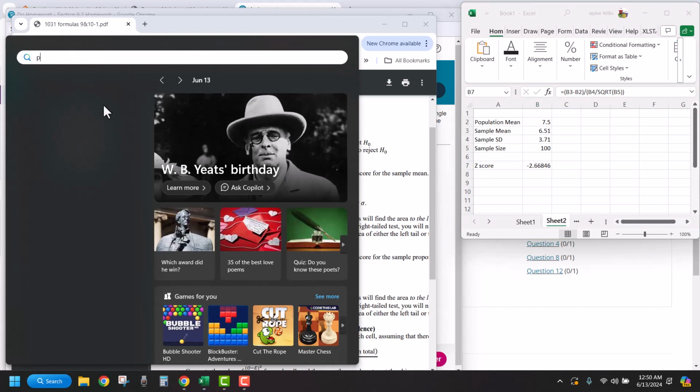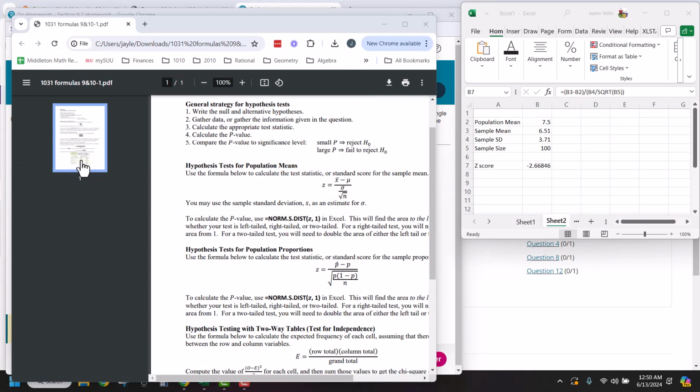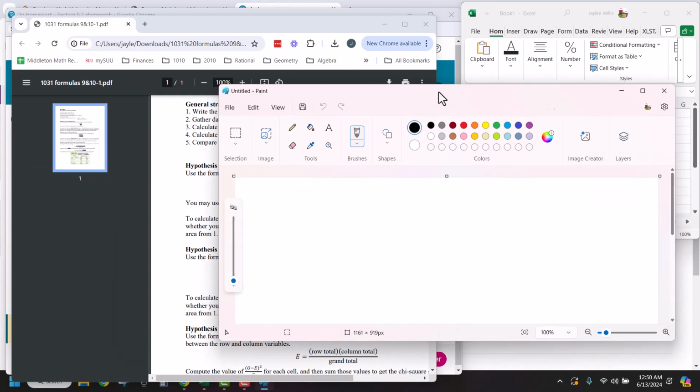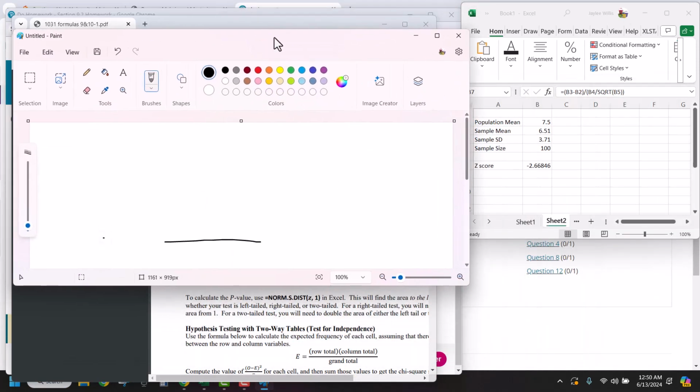Now, remember what the z-score means. Let me just draw a picture of this really quick. So if we have a normal curve, it looks like this. And the population mean is here at 7.5. A z-score of negative 2.66 means that if you go 2 and a little bit over a half of a standard deviation away from the mean, so we're about right here, that's where our sample mean is. So this is where that 6.51 lies on our graph.